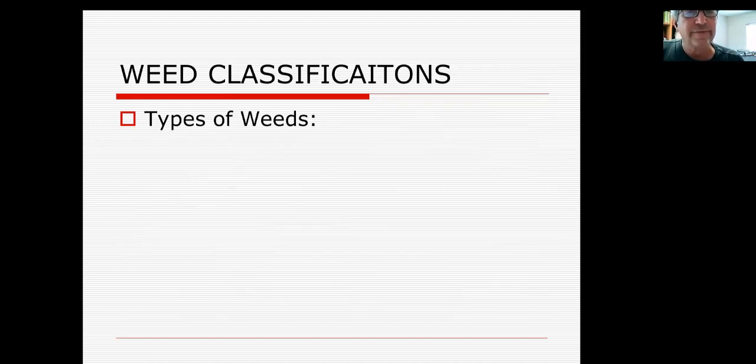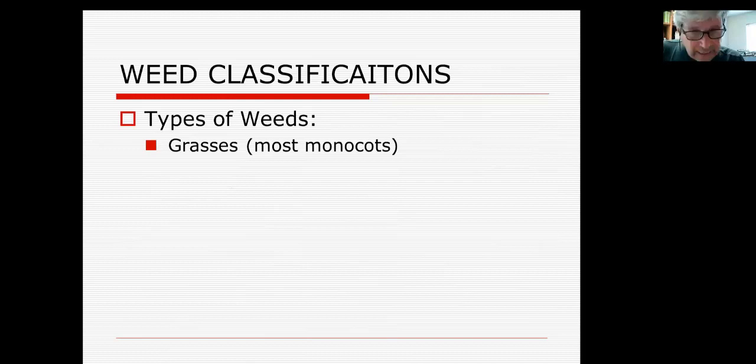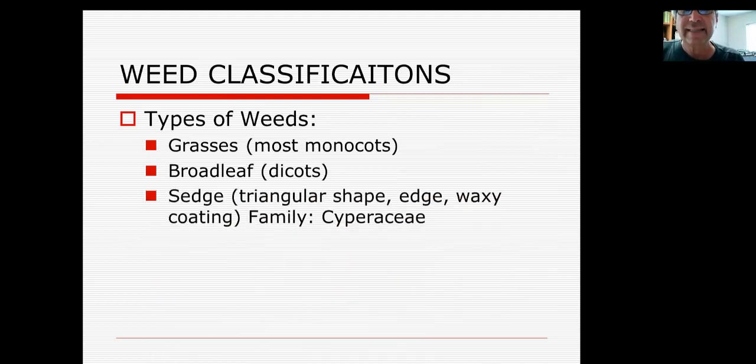Another form of classification that we need to look at are the types of weeds. Because again, this is what we talk about all the time. We talk about grass weeds, which again, that's what we throw the monocots as. We have broadleaf weeds, which are dicots. And then we have sedges. Now, sedges are a form of grass. They are related to the grasses, but they're in a slightly different family.